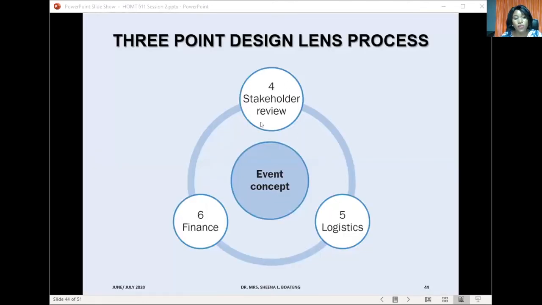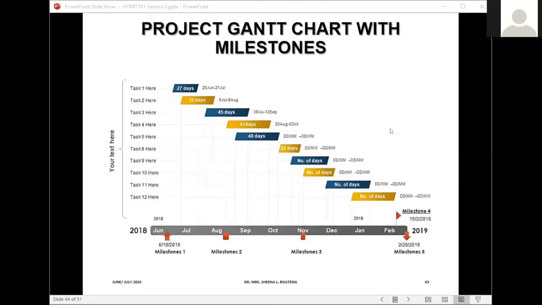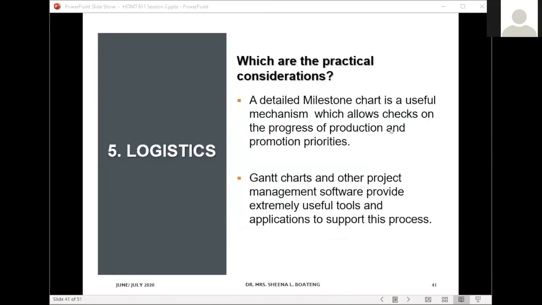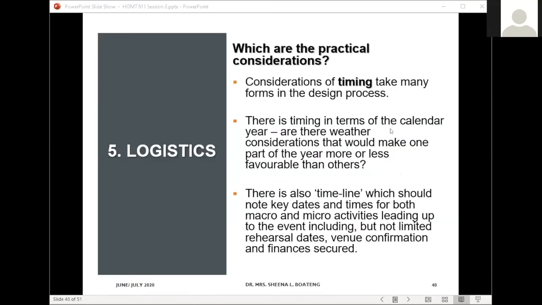Now, once we are able to finish with our stakeholder review, and then I have a question. Okay, please go ahead. Okay, so under the logistics, we mentioned something about finances. Yes. Yes. This side. Yes. I'm wondering why finances came here, because I thought we were going to talk about it when it comes to the.